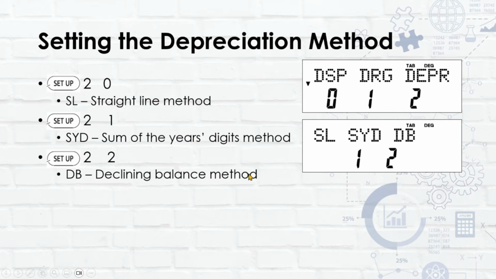So there are three different depreciation methods. The first is the straight line method, then you have the sum of years of digits method, and then you have declining balance method. So you can just set this up on your calculator, and I'll show you how to do that now.